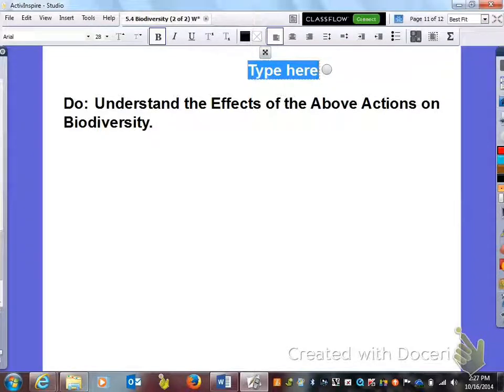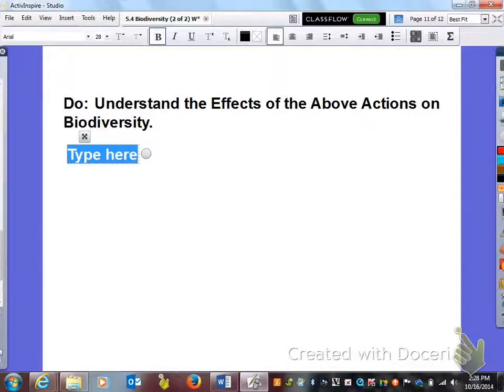Now, I want you to write we, and I want you to circle it, okay? Because I want you to keep in mind, when we talk about loss of biodiversity, in nature it would occur, but it would occur much, much, much slower, okay? But we are the problem of what's causing a decrease in biodiversity. So I want you to write the word we and circle it.